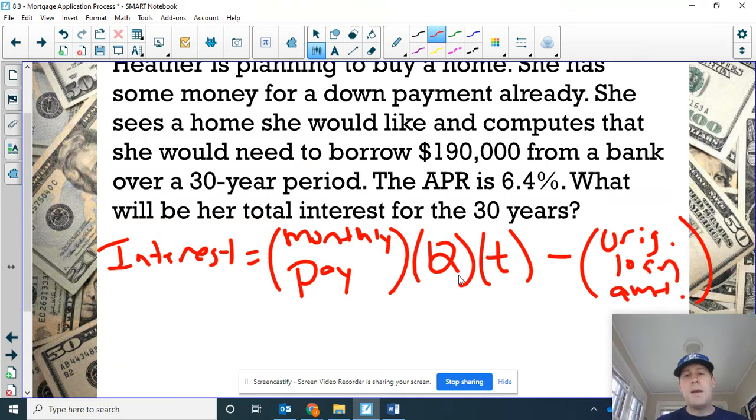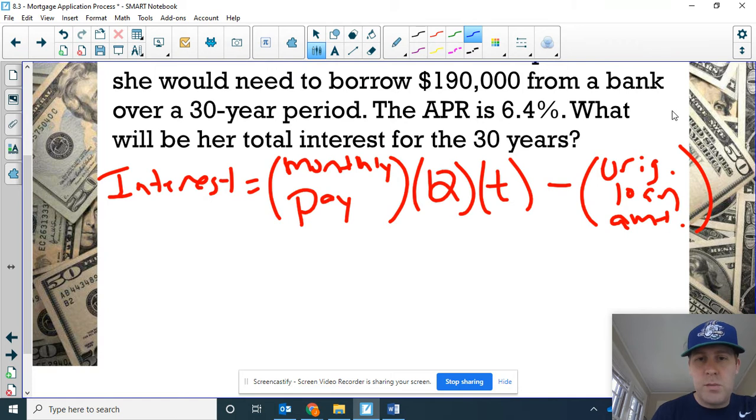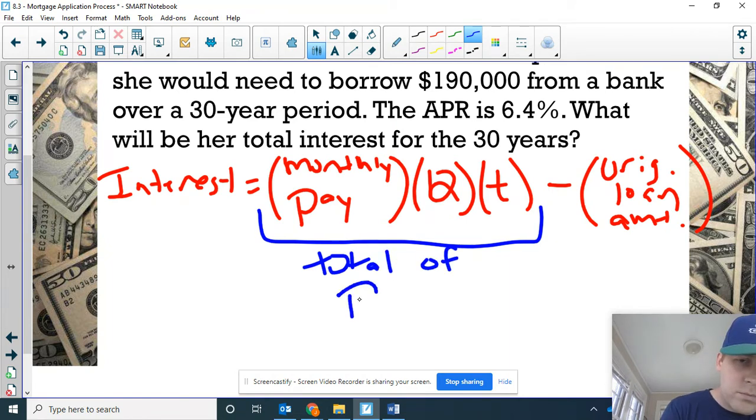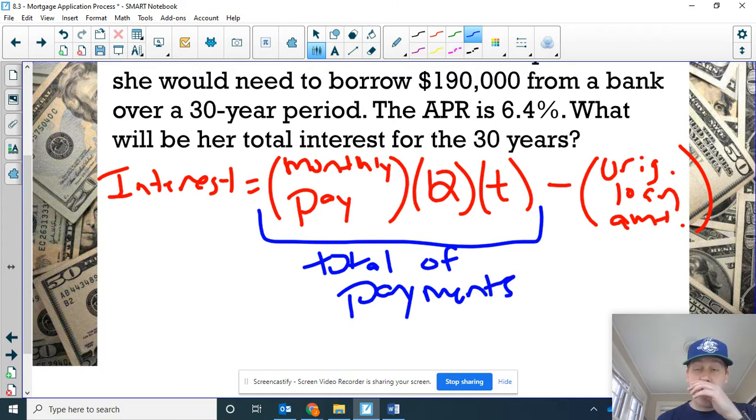Okay, so monthly payment times 12 times T gives us the total value of the loan. I'll write that down too. This number here is going to be the total of all our payments. Okay, so total payments minus the original loan amount.